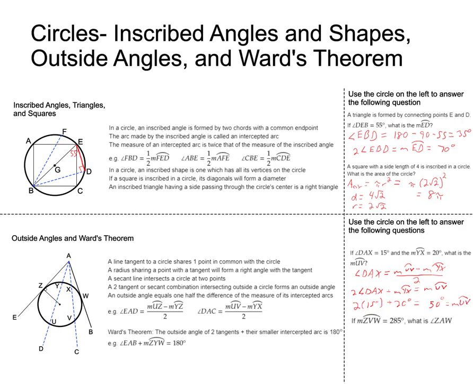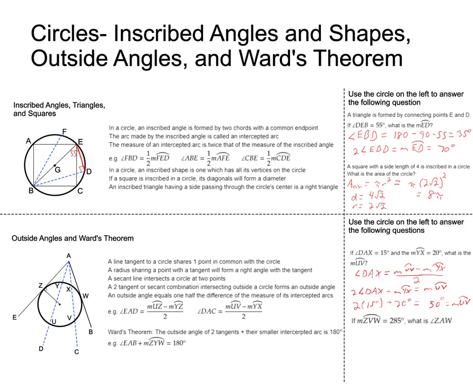If the measure of arc ZVW equals 285 degrees, what is angle ZAW? This is a classic Ward's theorem problem. So we're given the measure of the greater arc, ZVW, but we don't need the greater arc, we need the smaller intercepted arc, because the smaller intercepted arc and the outside angle that is formed by two tangents is equal to 180 degrees. But when we have two tangent lines, we should recognize that the greater arc and the smaller arc add up to 360 degrees, because that is the entire circle.